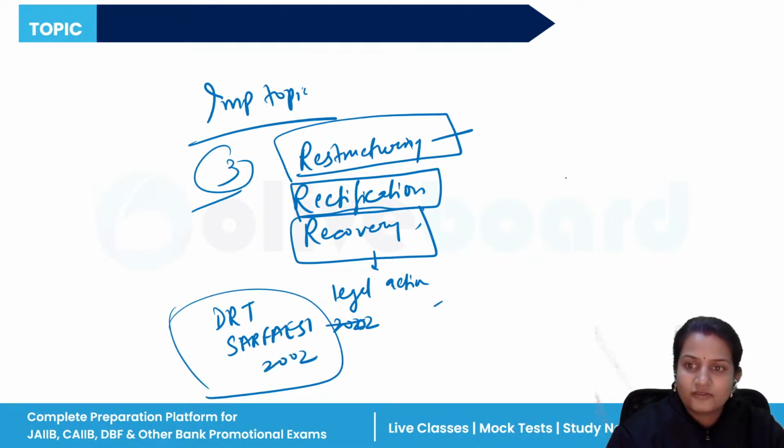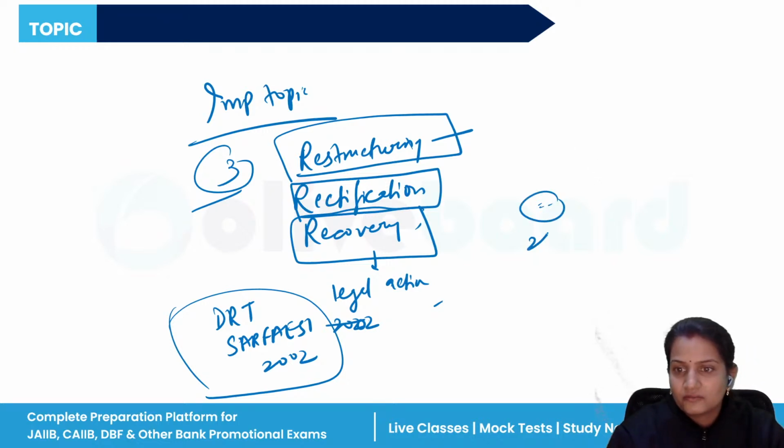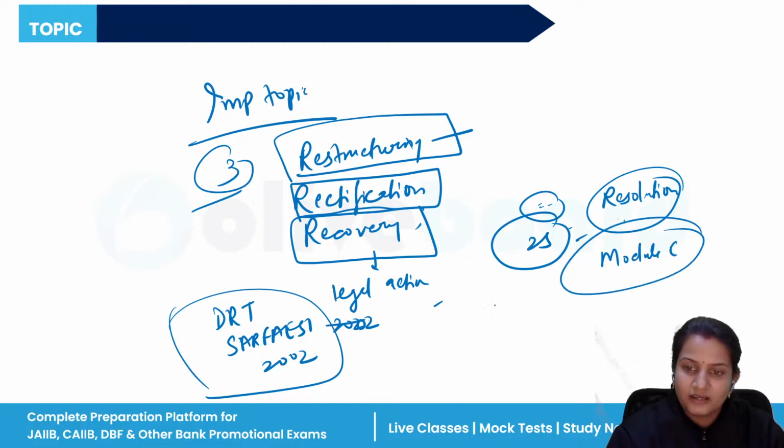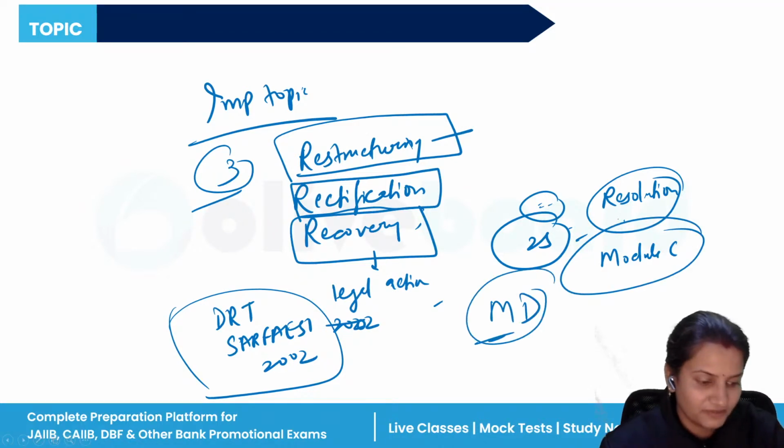Okay. So this was all about today's session. We completed unit 24, and tomorrow is unit 25, which, I guess, is resolution of stress assets. This will be the last unit of module C. After that we will start our last module, module D, the compliances by banks.